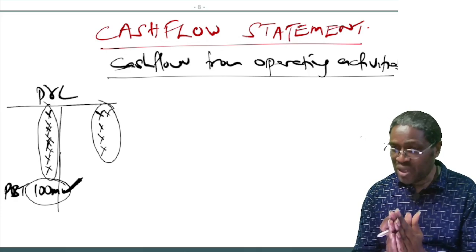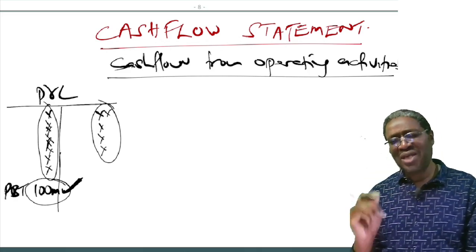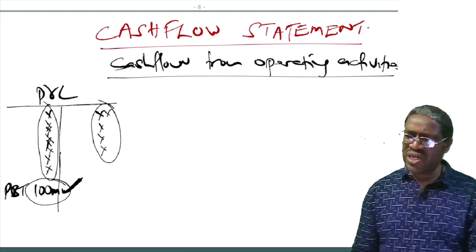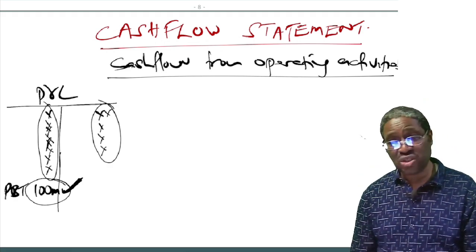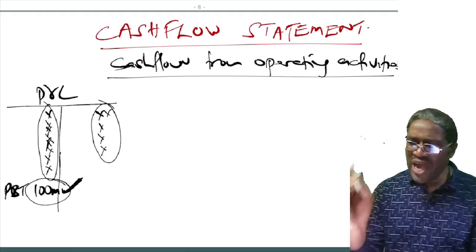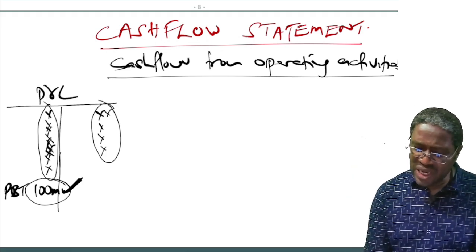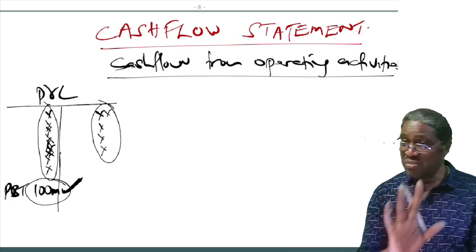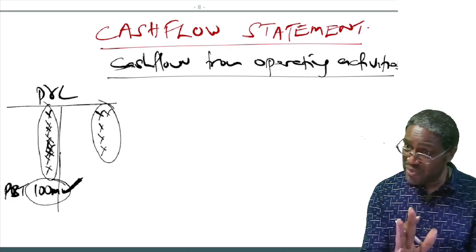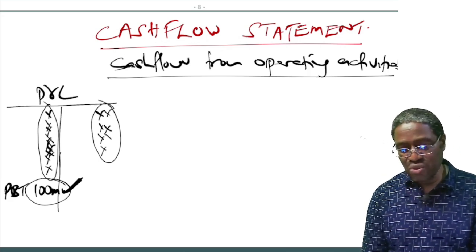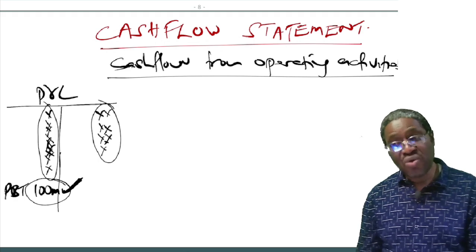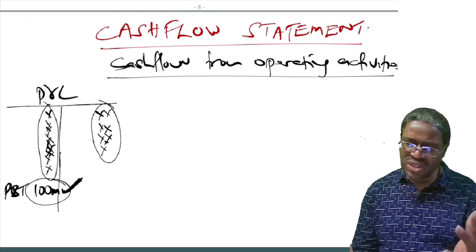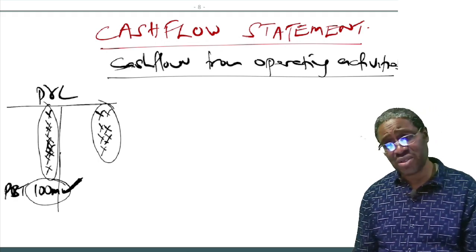But we all know that in the P&L account, not everything that goes into it is by cash. There are some items you could have debited in the P&L account which are not cash items, but the rule of accounting says you debit them in the P&L account. There are some items you could have credited in the P&L account which are not by cash, but the rules of accounting say you consider them as gains or incomes.